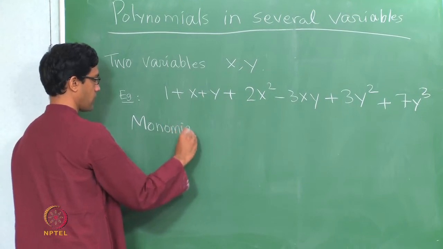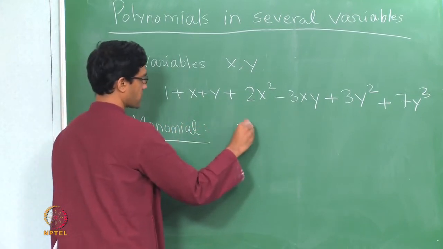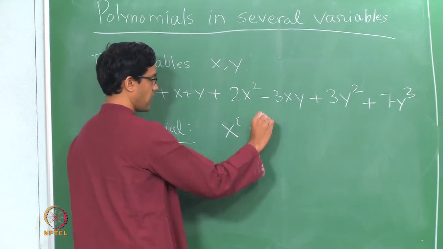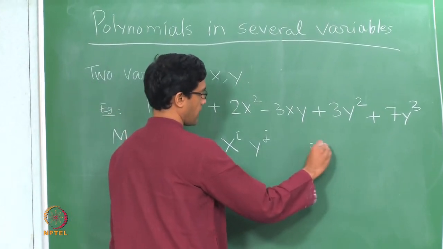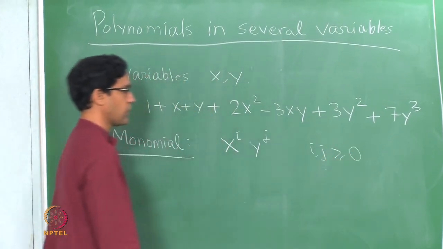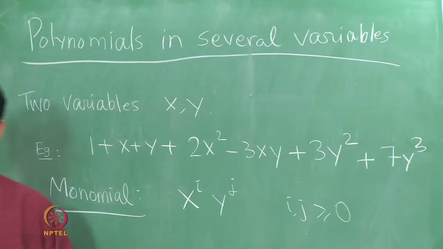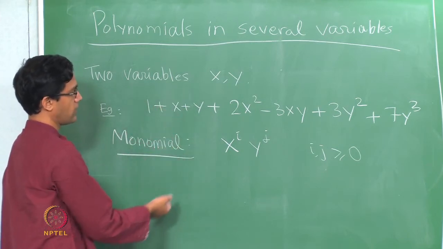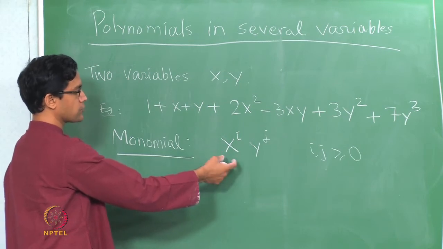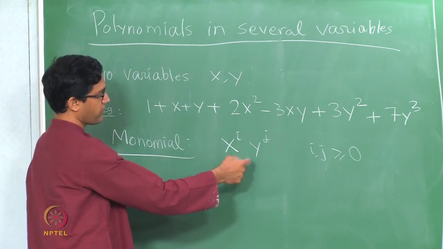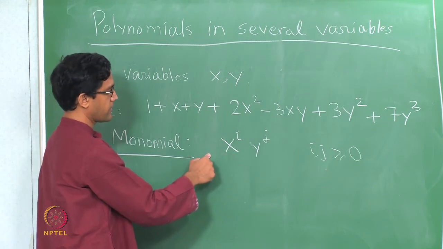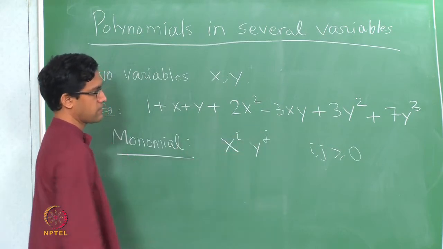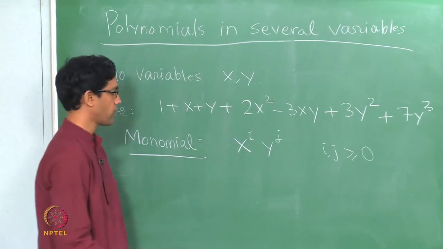So what's a monomial? A monomial is just a term of the form x to the power i, where i is some non-negative integer, times y to the power j, where j is again a non-negative integer. So i and j are 0, 1, 2, 3, 4 and so on. That is what is called a monomial, and a polynomial in two variables x and y is nothing but a linear combination of monomials, which means you take finitely many monomials, multiply them by constants in front, and add them up. That is what we have been calling linear combinations throughout.